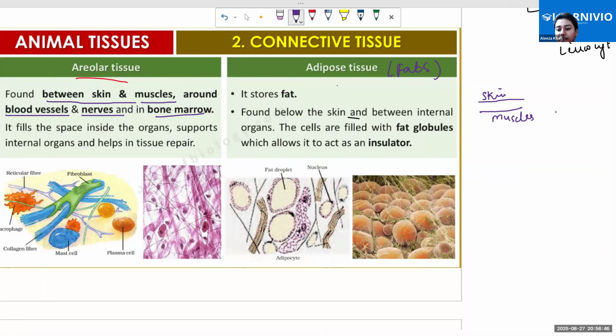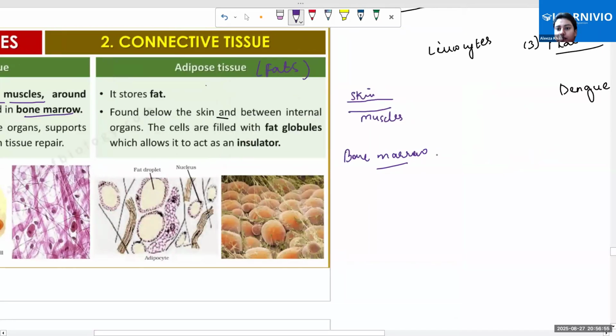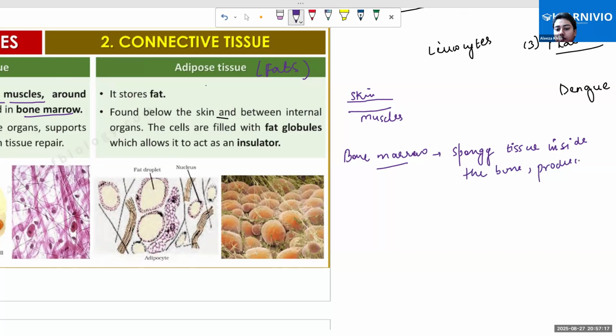Any idea about it? Bone marrow is the spongy tissue. Spongy tissue inside the bone. Okay. Inside the bone. And what's the role of this? Produces blood cells. Okay.